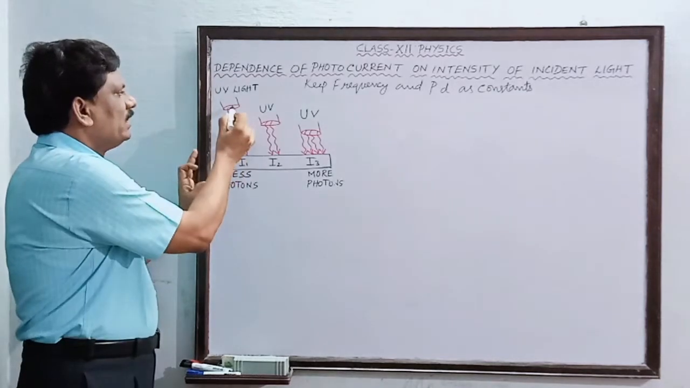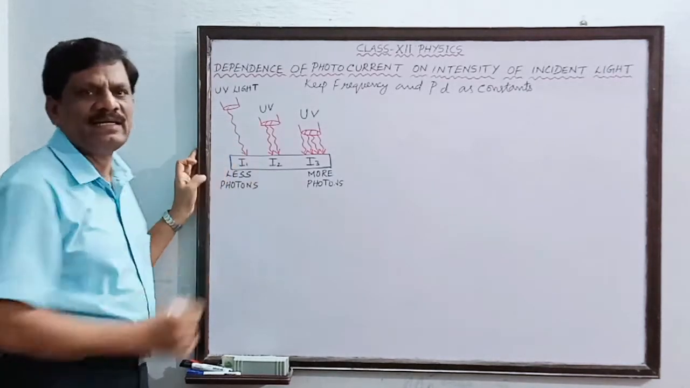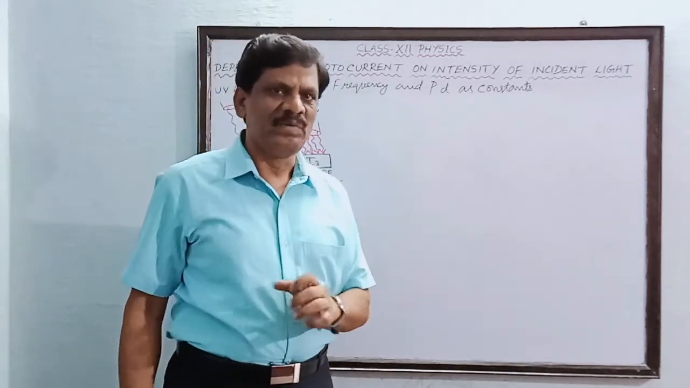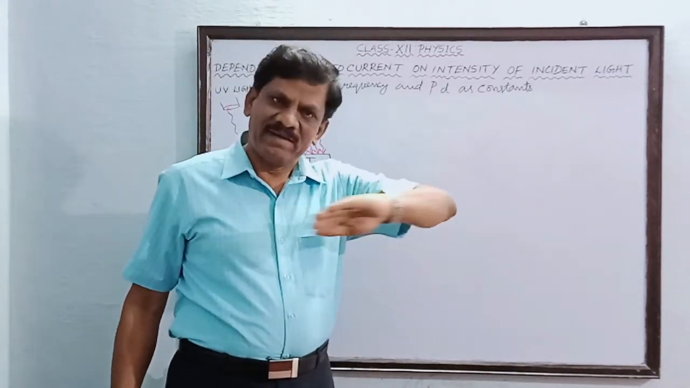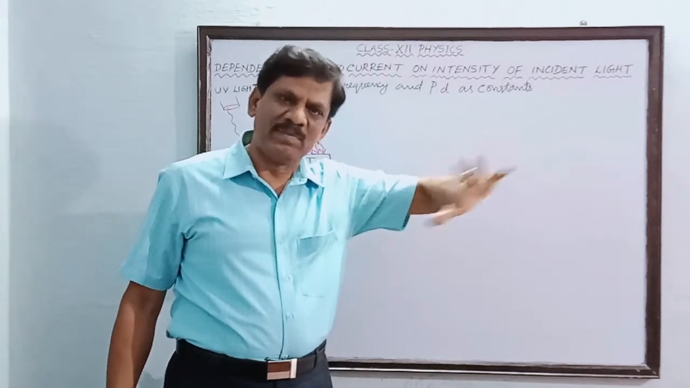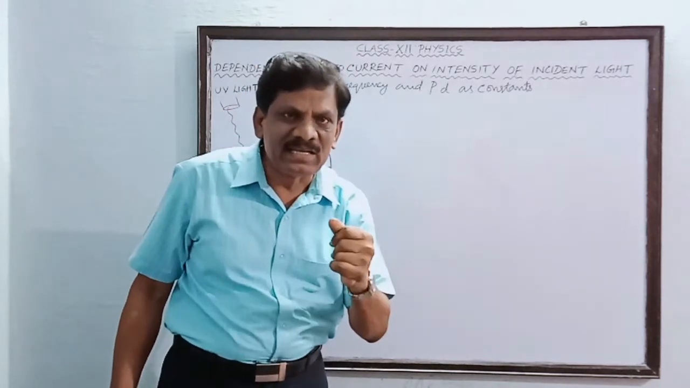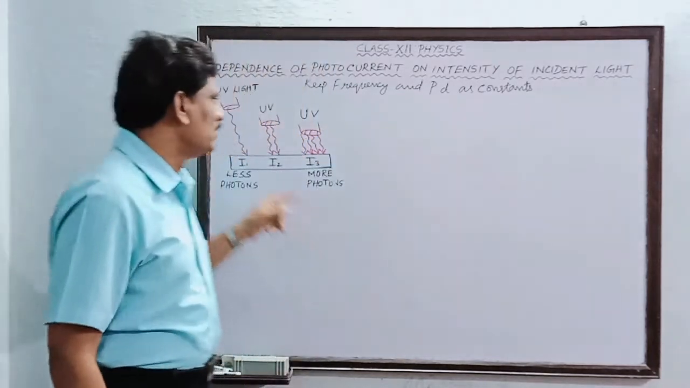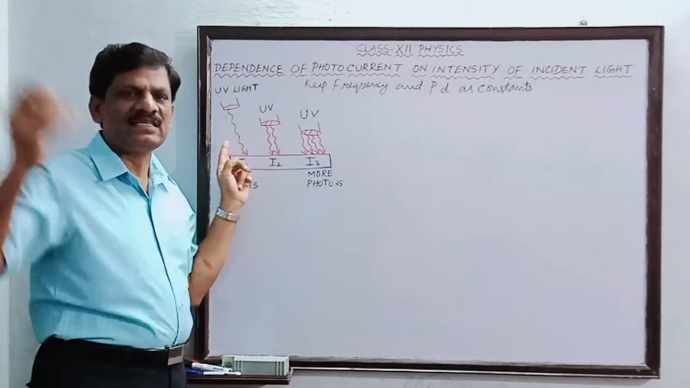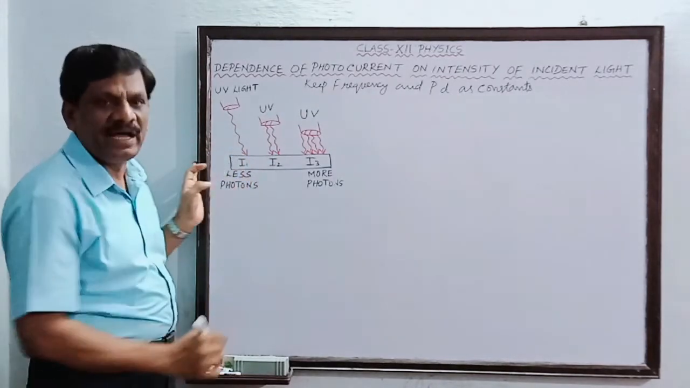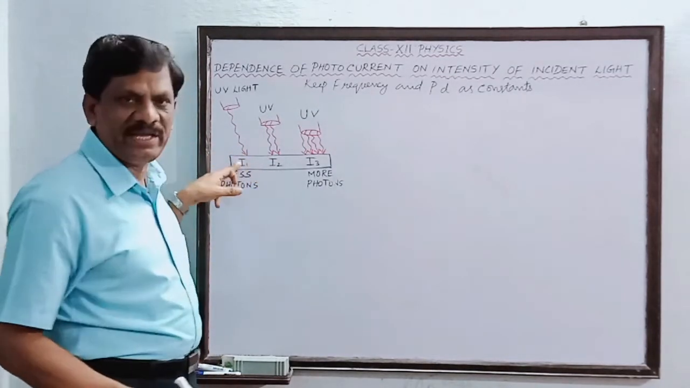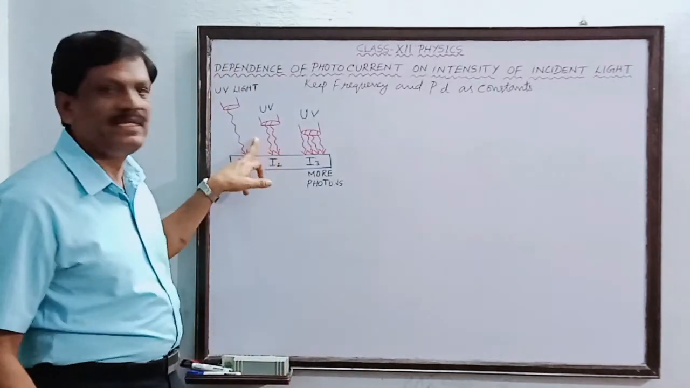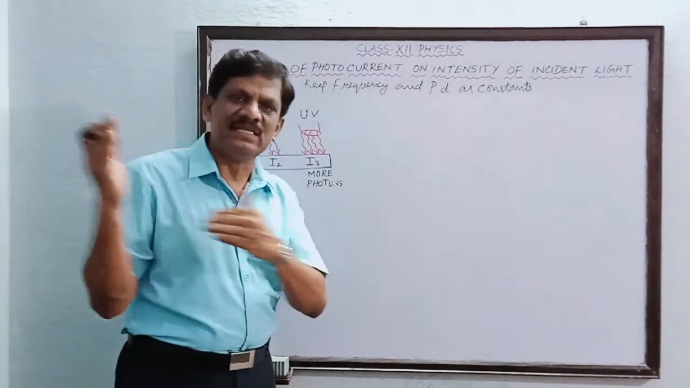So the number of photons incident per unit time will be lesser because they have to travel a longer distance to reach the metal plate. So naturally, within a second the number of photons incident on the metal will be lesser. So when I keep the source at a greater distance, the intensity of light I1 will naturally be lesser.